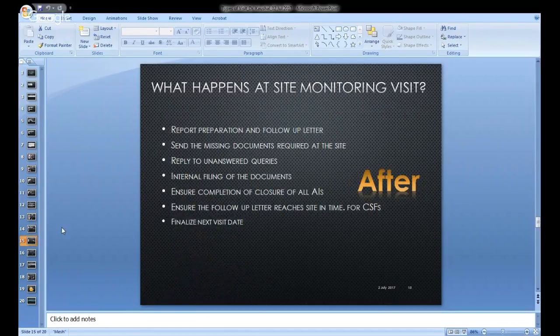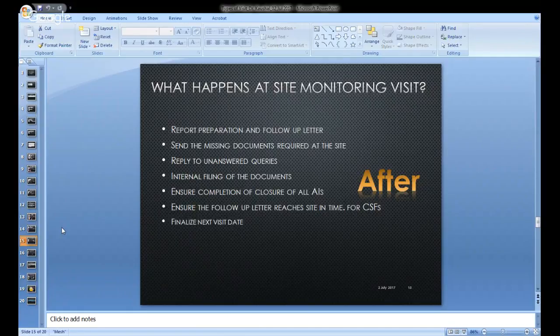Going ahead with what happens after the site monitoring visit, once your visit is over. Like we discussed in the past two visits, yes, your visit will be supported by the report and the follow-up letter. So the report will be for your internal filing and the follow-up letter will be sent to the site. This follow-up letter will again be nothing but thanking the site for allowing the monitoring, giving time, and listing the action items by the site, by the sponsor.